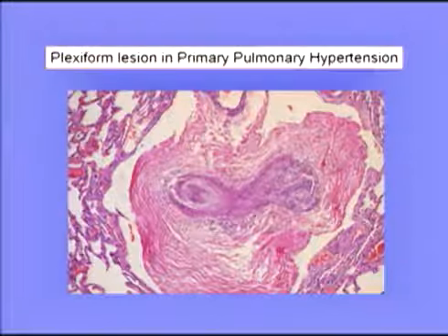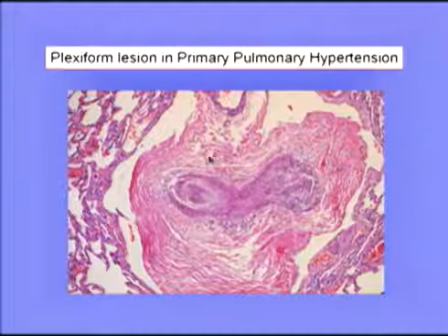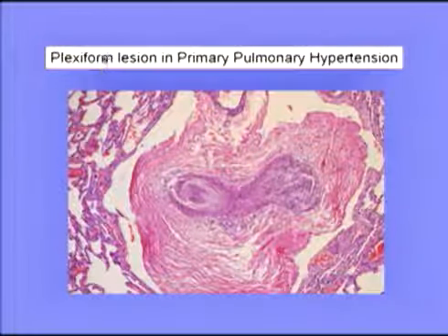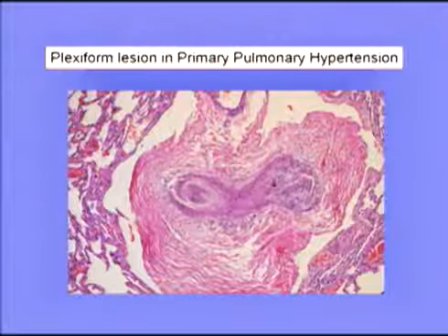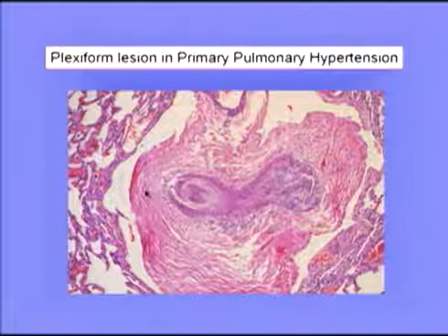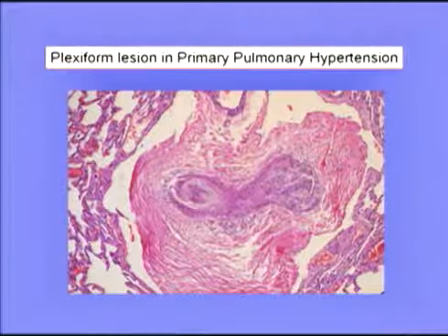Here's an example of an abnormal pulmonary artery in primary pulmonary hypertension. Looks terrible, doesn't it? It's called a plexiform lesion. There's an increase in smooth muscle here. The media is increased, the intima is increased. Obviously a very dramatic change in the pathology of the artery.